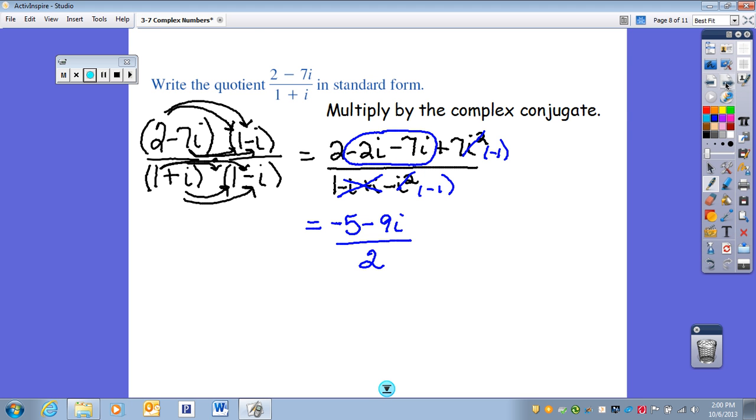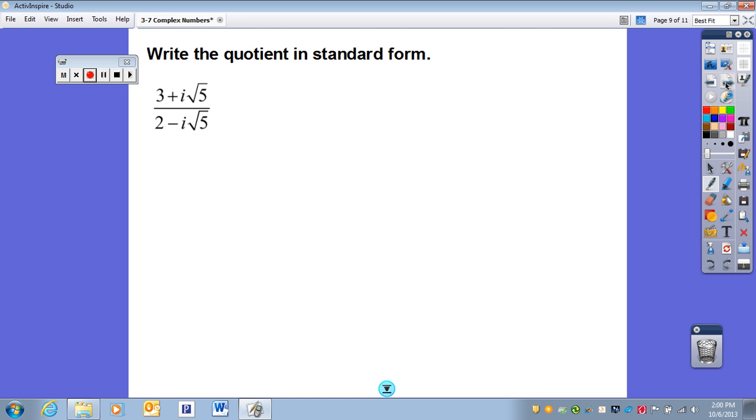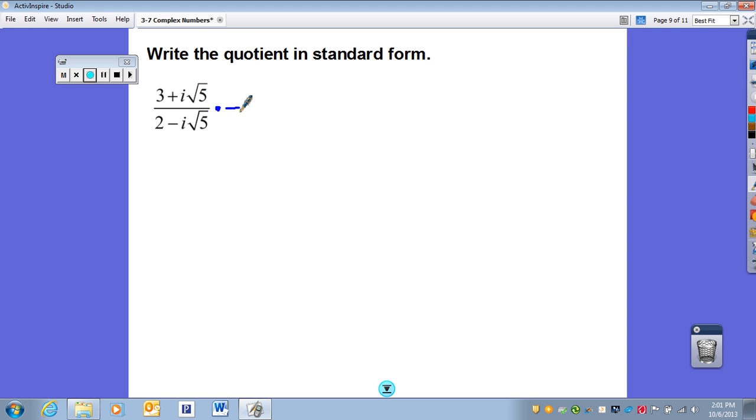Let's try another example. This time we're going to involve imaginary numbers as well as roots. So we are going to multiply both the numerator and the denominator by the complex conjugate in order to get rid of the radical as well as the imaginary portion in the denominator. So we'll multiply both by the complex conjugate, which is simply the denominator but changing the sign. So now we are going to use the FOIL method or distributive property to simplify.